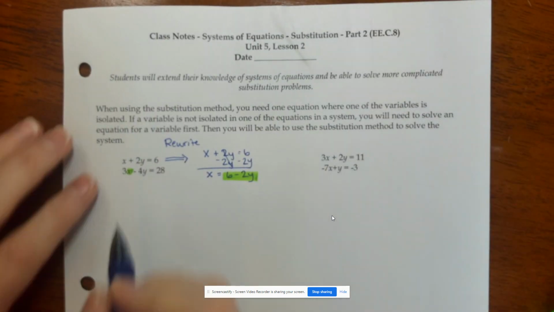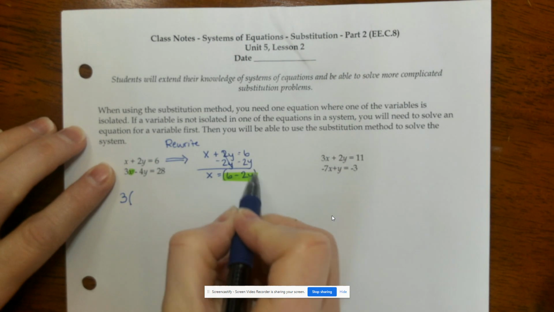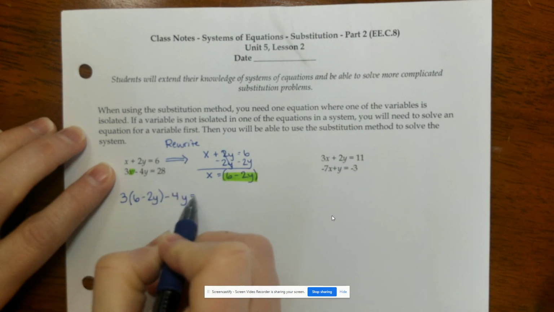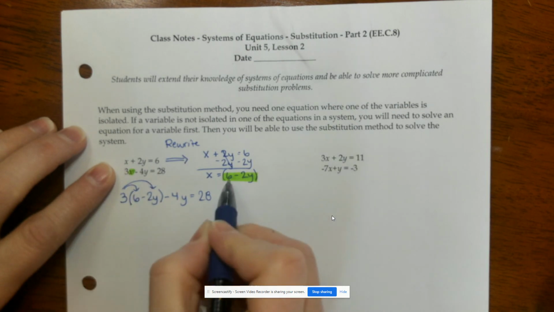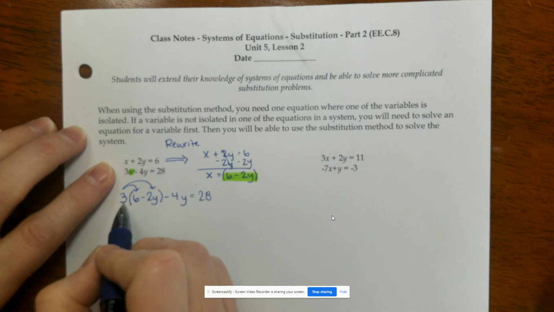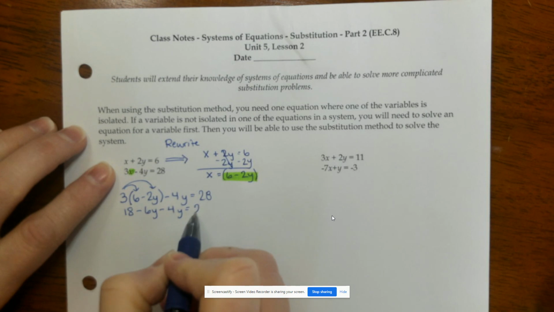All right, so 3, instead of the x, don't forget your parentheses, we're going to put in the 6 minus 2y, minus 4y equals 28. So now I have to distribute because there was a binomial. This wasn't just a single term. So 3 times 6 is 18. Minus 3 times 2 is minus 6y, minus 4y equals 28.